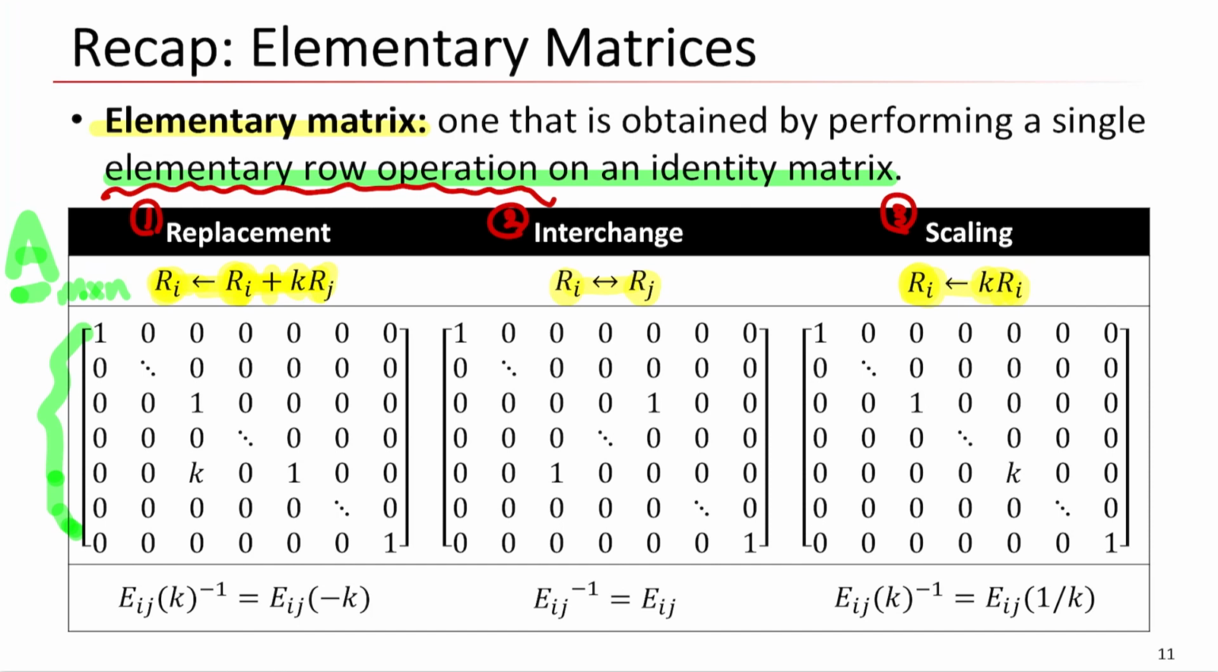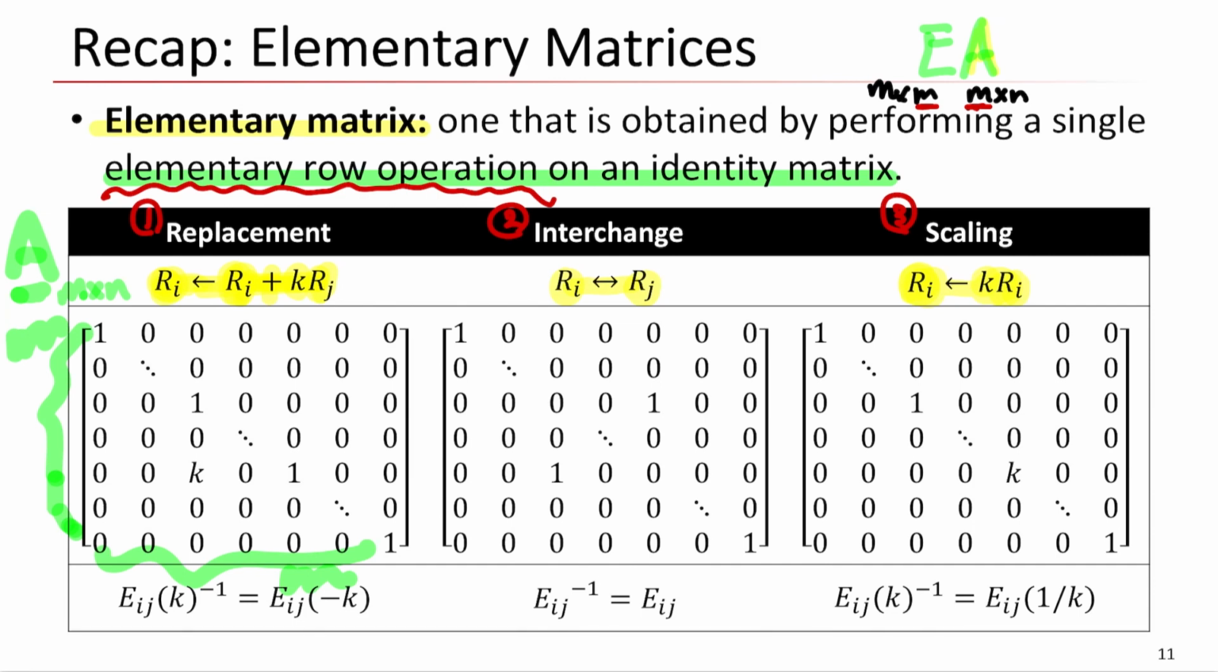M by n, right? Why? Because this elementary matrix is multiplied on the left-hand side of the matrix A, the original matrix A. In this case, the size of matrix A is m by n, so the elementary matrix size should be m by m, because these two values should be the same, right?